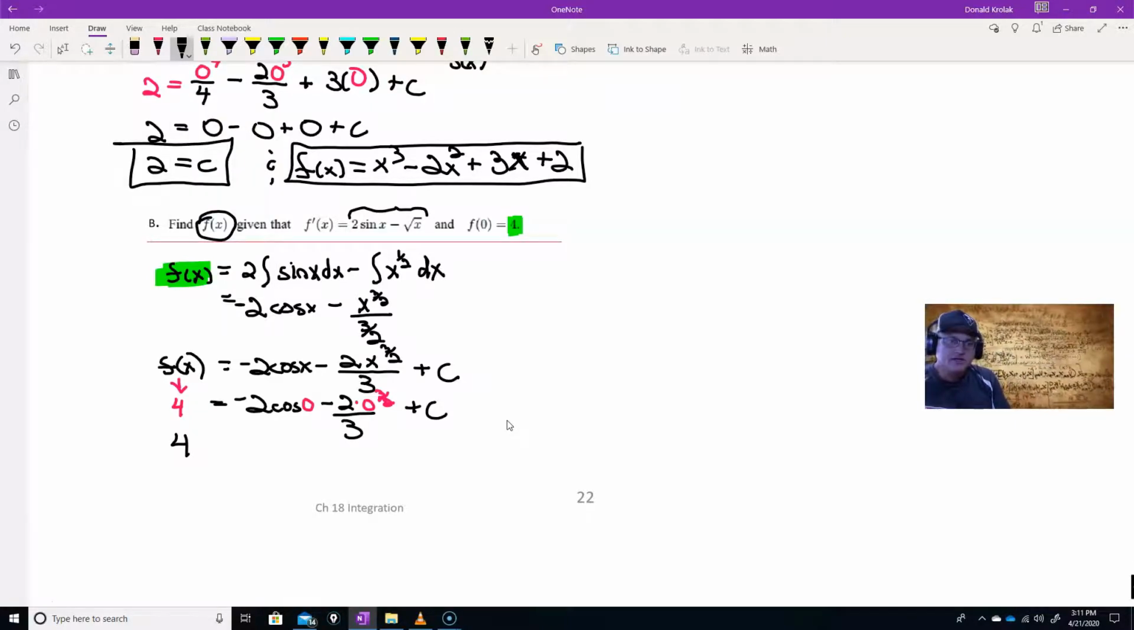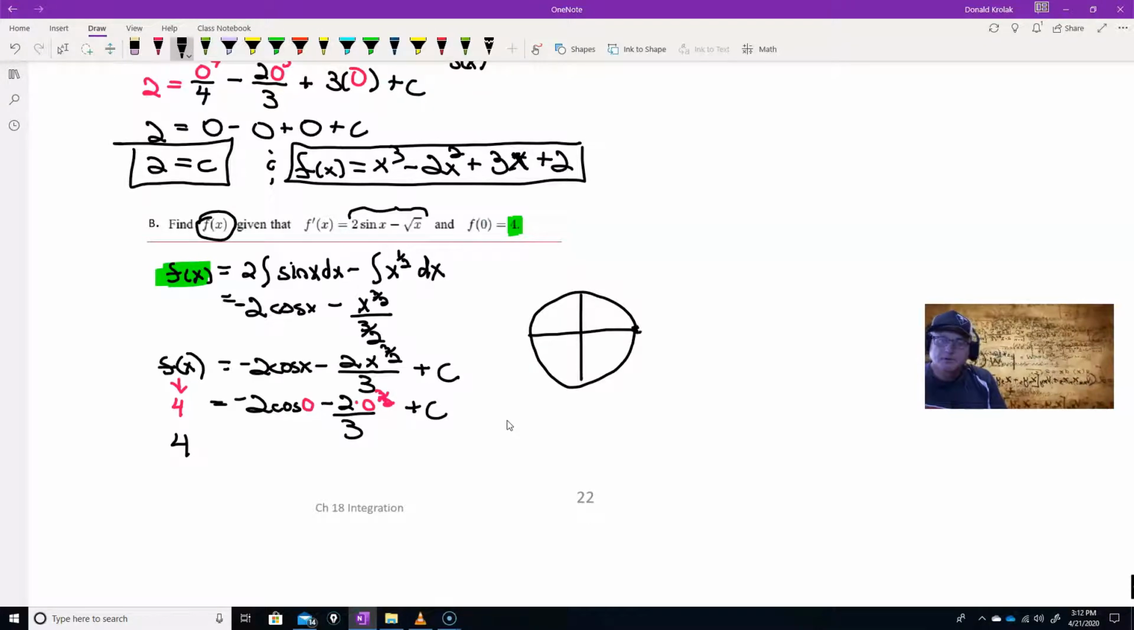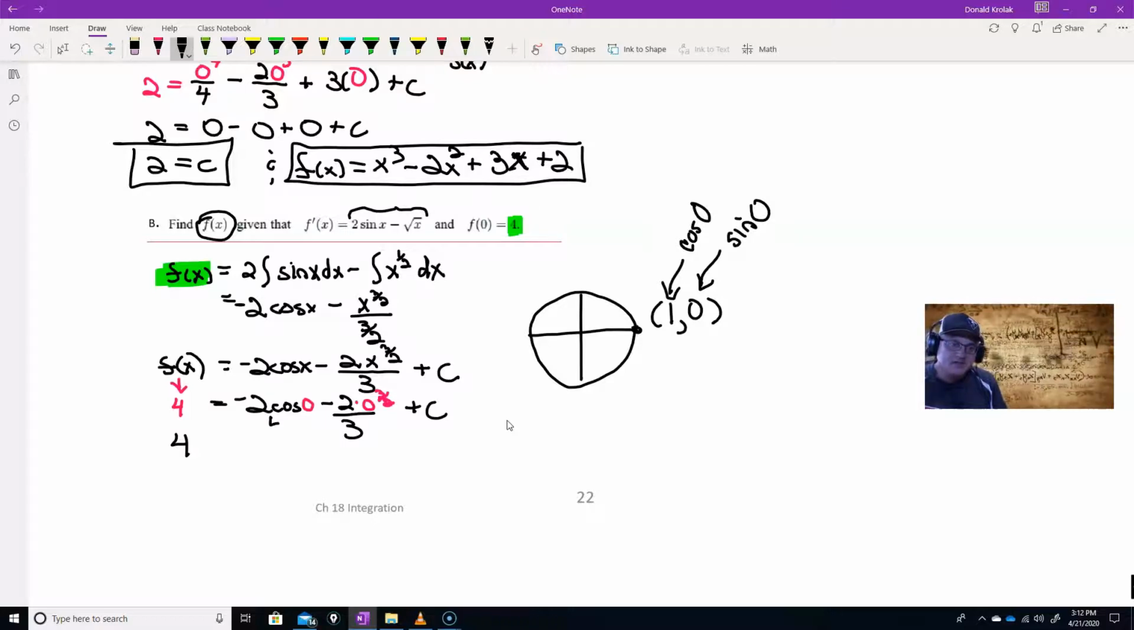Okay, the cosine at 0. So we got our unit circle. Okay, at 0, on the unit circle, the coordinates are 1, 0. So this is the cosine of 0, and this is the sine at 0. So I can take this out. That's equal to a 1.